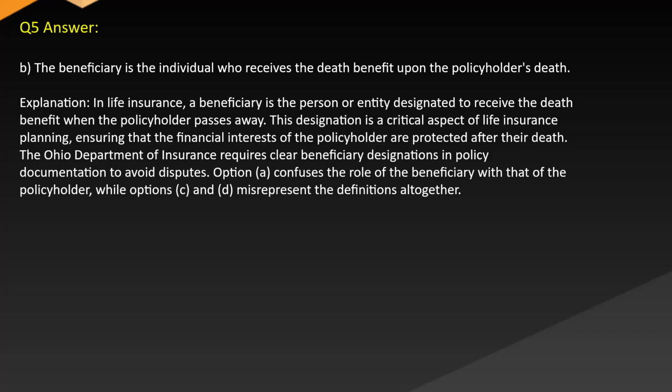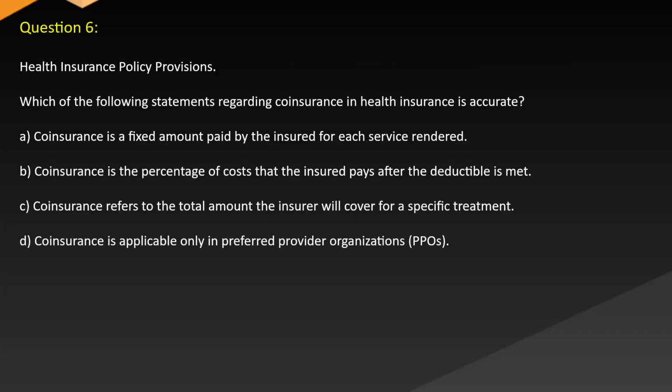The Ohio Department of Insurance requires clear beneficiary designations in policy documentation to avoid disputes. Option A confuses the role of the beneficiary with that of the policyholder, while options C and D misrepresent the definitions altogether. Question 6. Health insurance policy provisions.